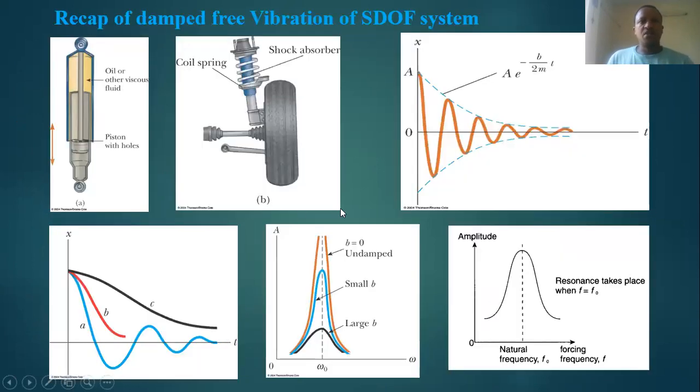So how can we introduce viscous damping? That is our question. As we see here, there is a piston cylinder mechanism, and in the piston cylinder mechanism a viscous fluid is introduced in between them, which acts as viscous damping for this system, which is called a shock absorber system.